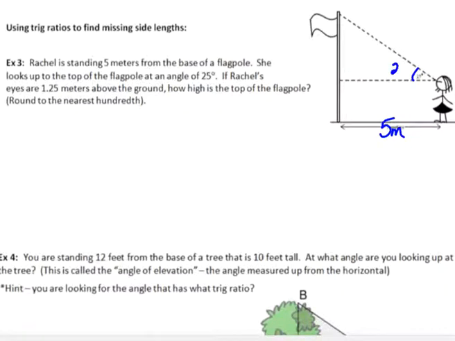So that was already labeled here, but this is also called an angle of elevation. If you think of those dashed lines as like lasers coming out of her eyes, she usually looks forward, but then she changes her line of sight up to the flagpole. So those lines really signify a line of sight. Then it says if Rachel's eyes are 1.25 meters above the ground, how high is the top of the flagpole?